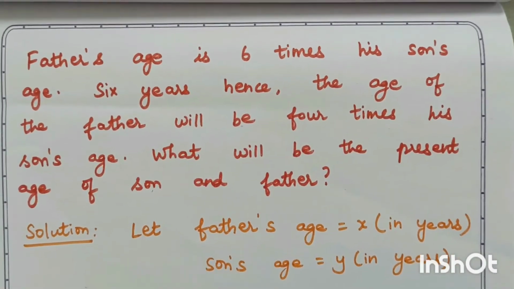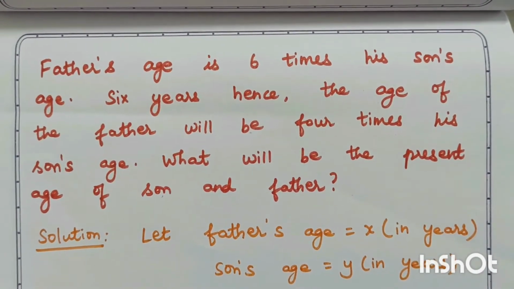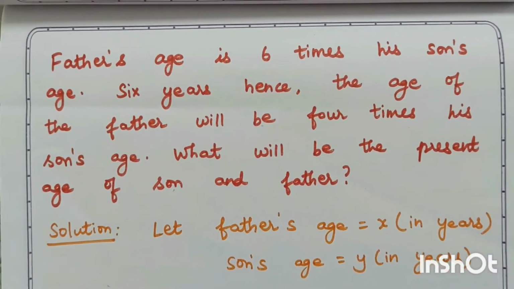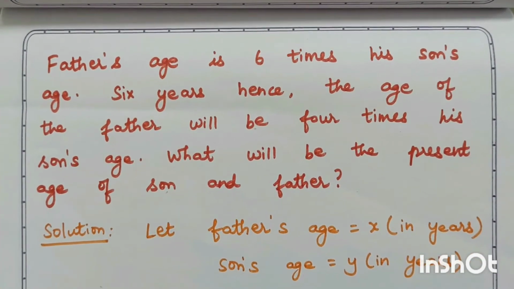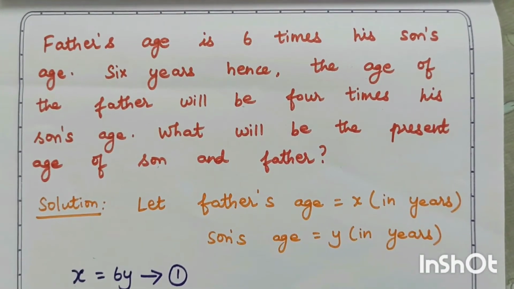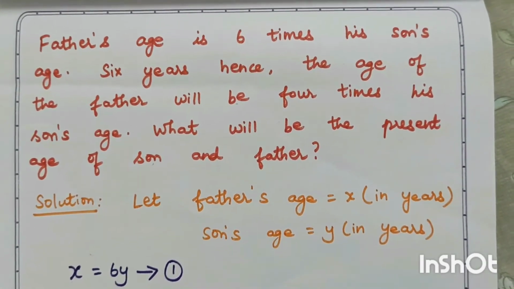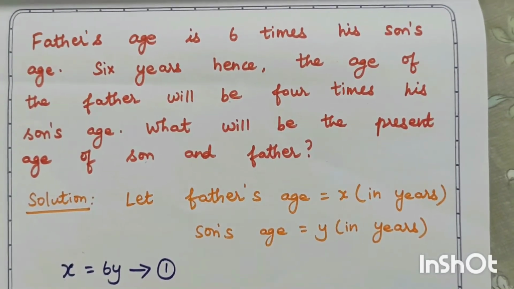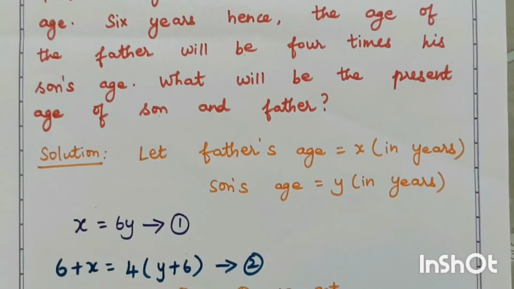Now, let us take the father's age as x in years, because in the question it is given in years. And we have taken the son's age as y in years. Alright? So here it is given the father's age is 6 times the son's age. So x is equal to 6 into y. So we have taken this as our first equation. Then it is given 6 years hence, that is after 6 years, the age of the father, that is x plus 6, will be 4 times the son's age. So that is equal to 4 into y plus 6.